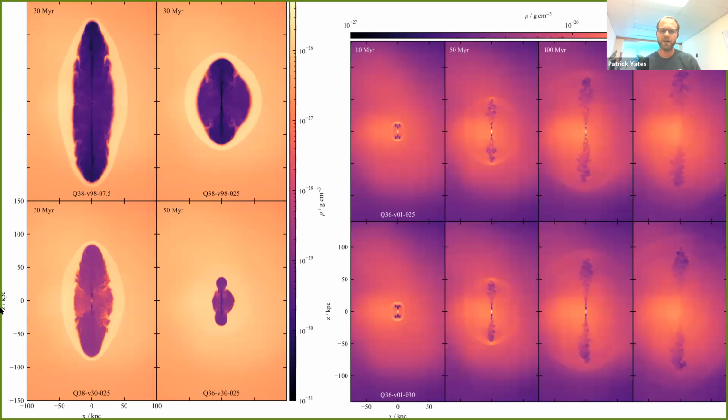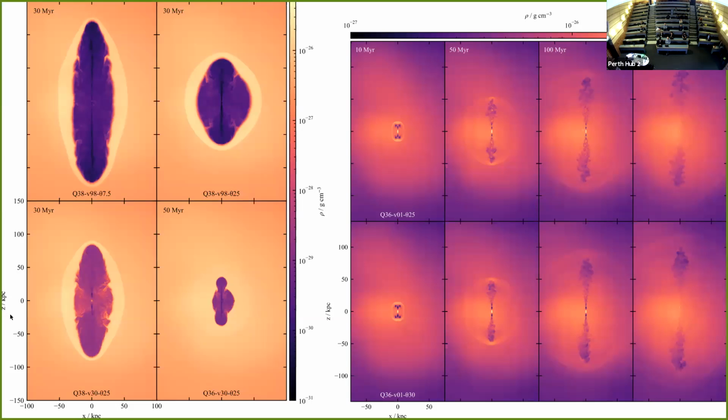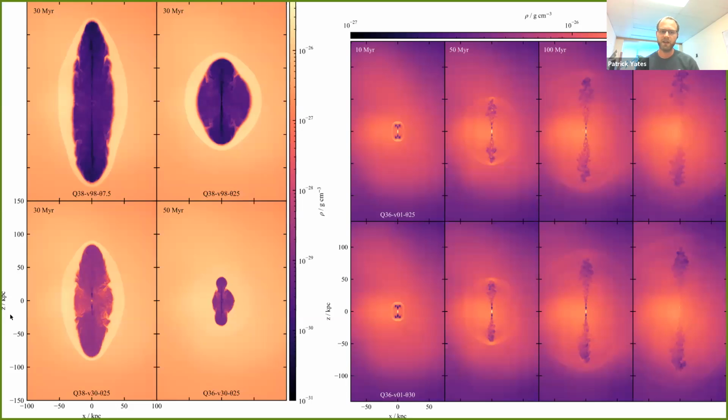On the right, I'm showing mid-plane density slices for slow jets, which are expected to produce FR1-like morphology. And here I'm showing it at 4 different times. So at 10 million years, 50 million years, 100 million years, and 200. And the important thing here is that at 100 million years, the jet is actually switched off. And so between 100 and 200 million years, we're seeing the remnant evolution of these FR1s.